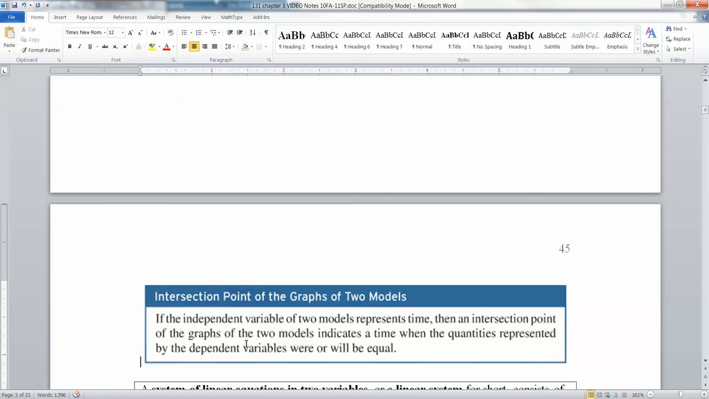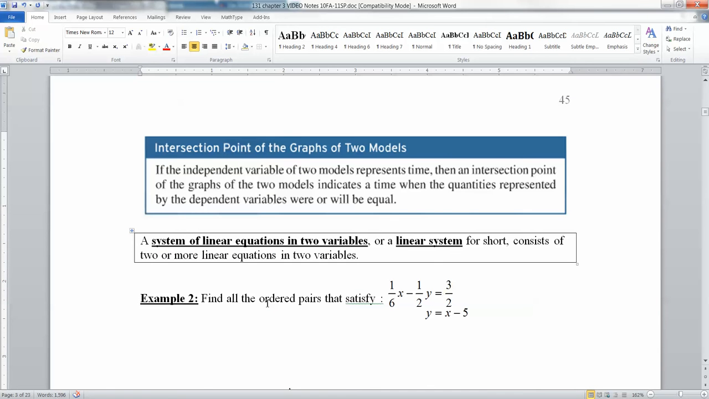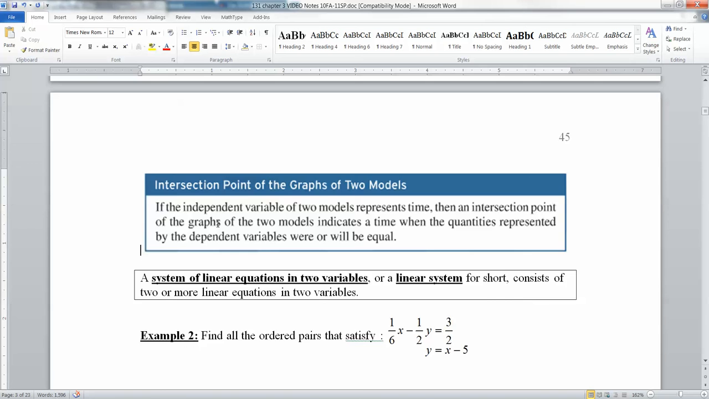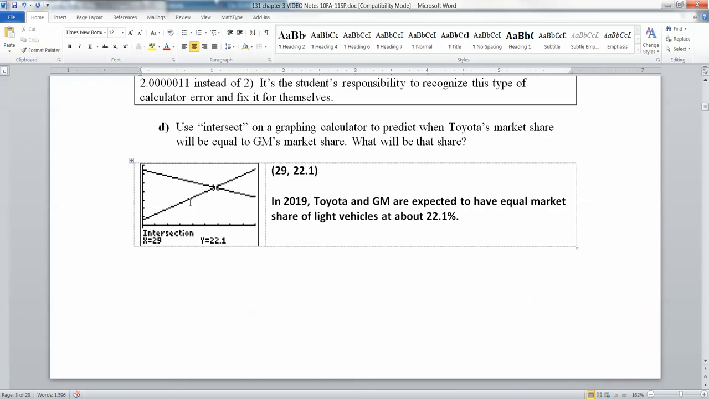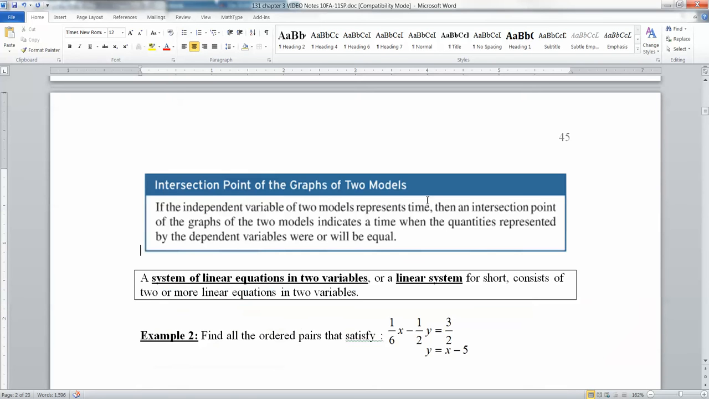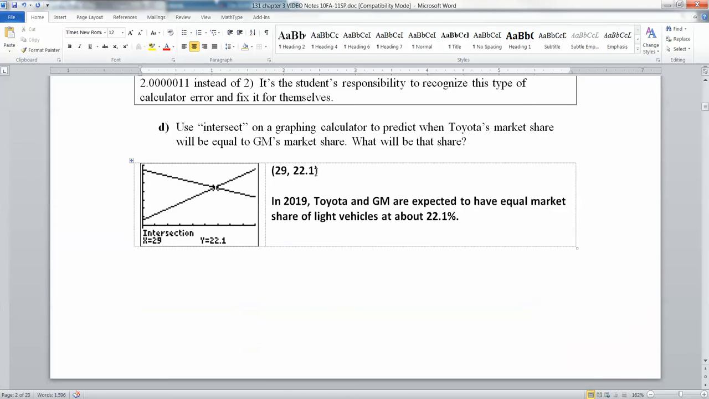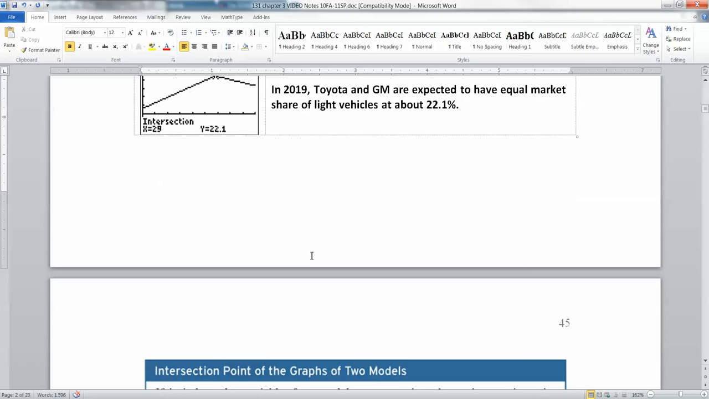Cool. All right, so what is an intersection point? An intersection point of the graphs of two models is where the two lines intersect, where there'll be an independent and a dependent variable. That's the intersection point, that x comma y point. It indicates the time when the quantities will be equal. So this time, 2019, is when those two values will be the same.